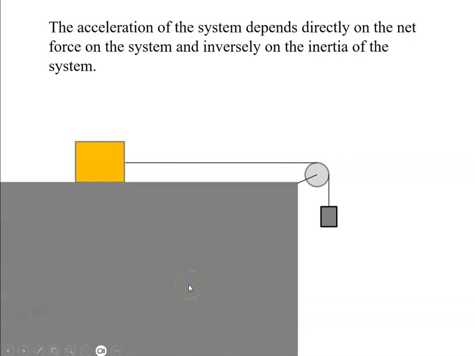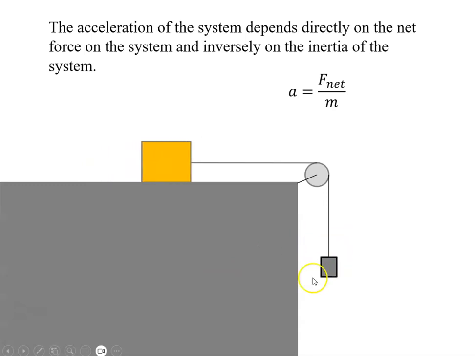We've looked at situations like this before. You remember these? This is called a modified Atwood's machine. And we saw that, let's assume there's no friction here, the acceleration is directly related to the net force, that would be the weight of this, and inversely proportional to the inertia of the system, the mass.